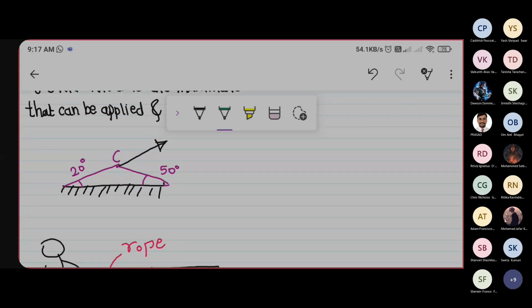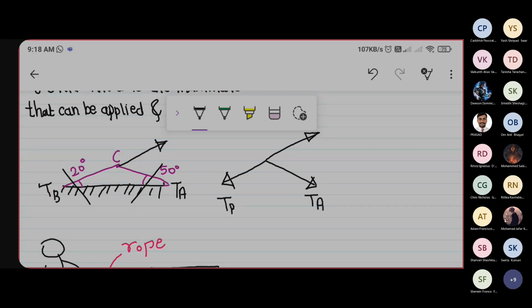Now in our case, we have to draw this diagram with the supports removed. So these two ropes I have cut here. Once we cut, we get a diagram where I'll consider TA as the tension in A, TB as the tension in B, and force P.